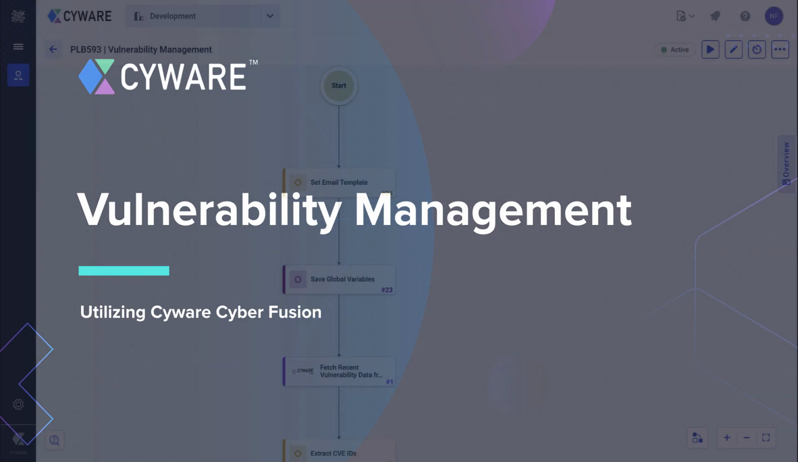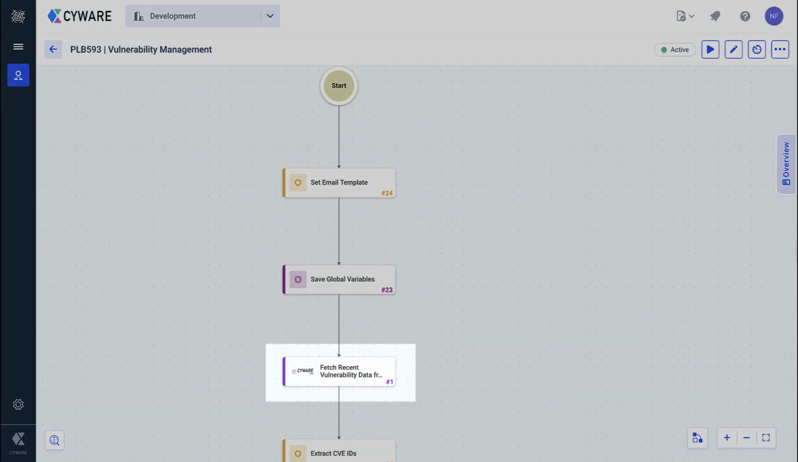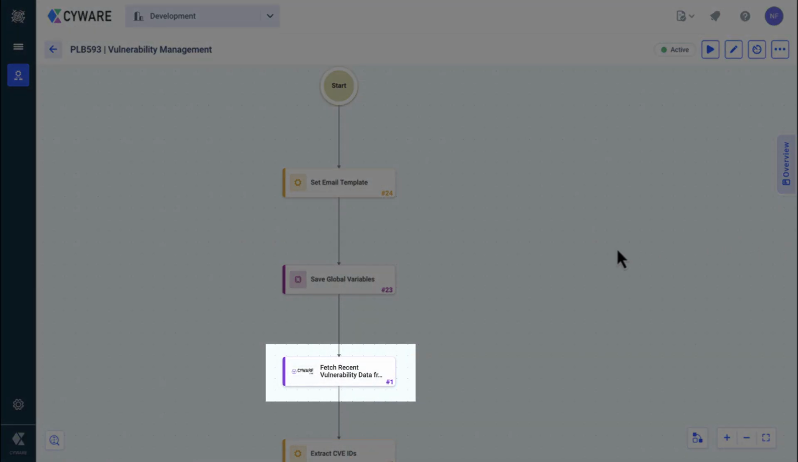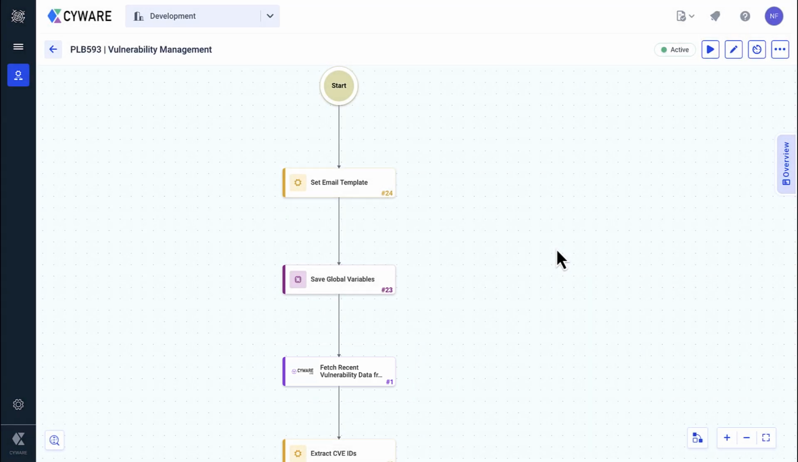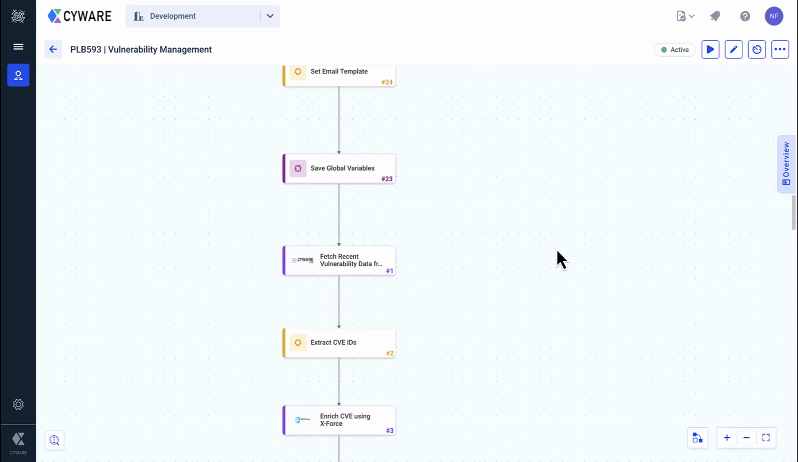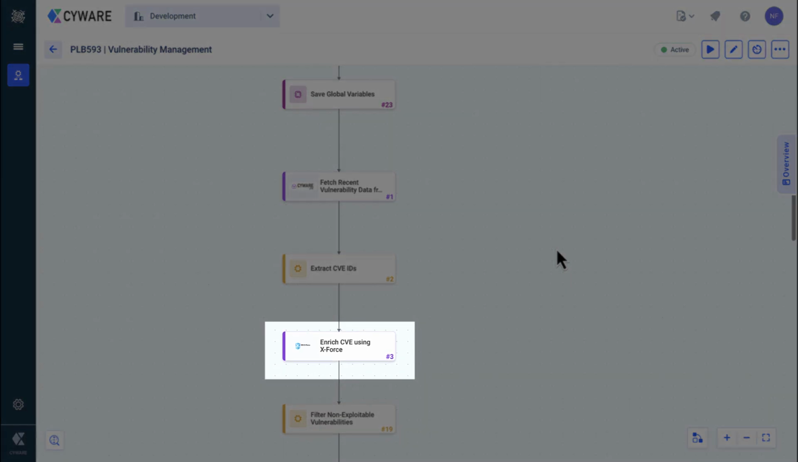Let's begin. The Vulnerability Management Playbook begins by retrieving all recently reported vulnerabilities from Cyware's Intel Exchange platform on configured intervals. After retrieving the reported vulnerabilities from Intel Exchange, the CVE IDs are sent to the IBM X-Force application for further external enrichment. This retrieves vulnerability details such as remedy, common vulnerability scoring system, exploitability, and other important details to help security analysts to take proper decisions. You can also configure a preferred vulnerability enrichment application.